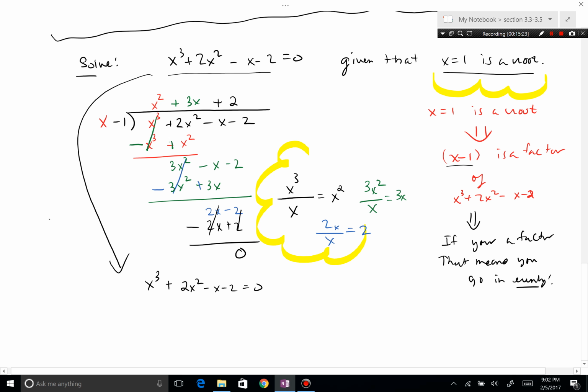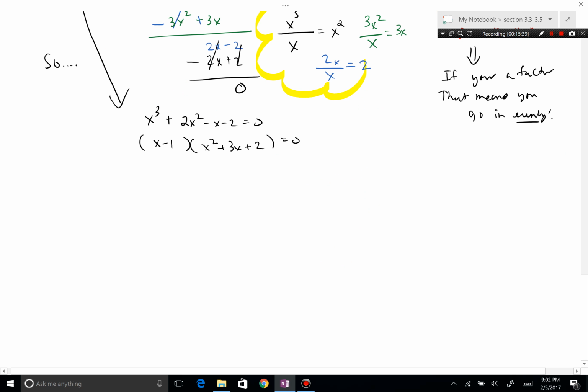equals 0. So we know that this thing breaks apart into x minus 1 times something else. What's the something else? X squared plus 3x plus 2. Congratulations. Now we can finally solve this guy. And good news, if we couldn't factor this, what could we use? Quadratic formula if it was necessary.